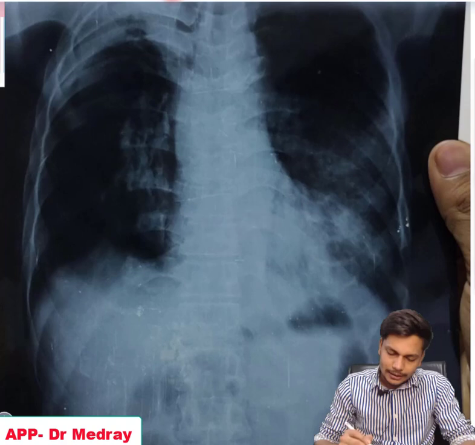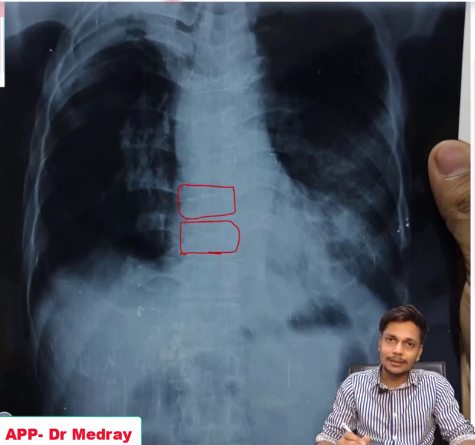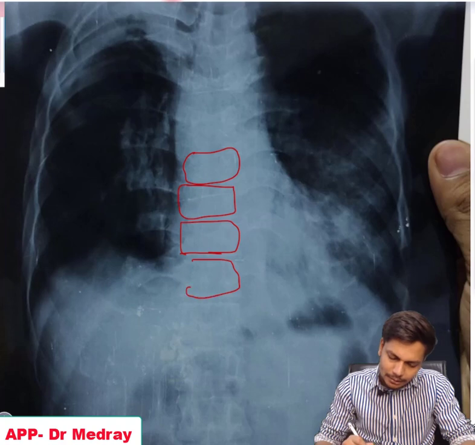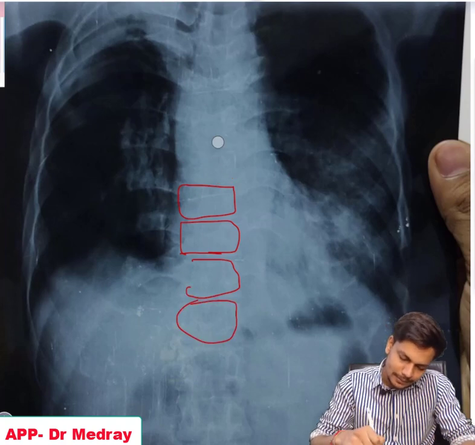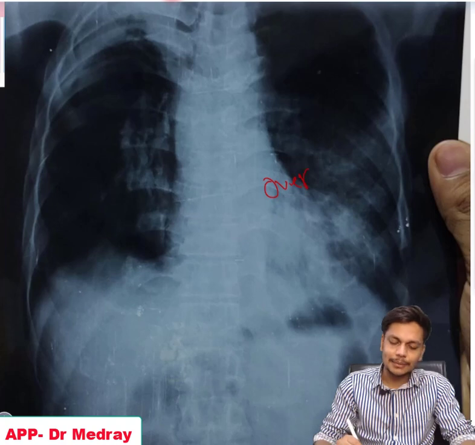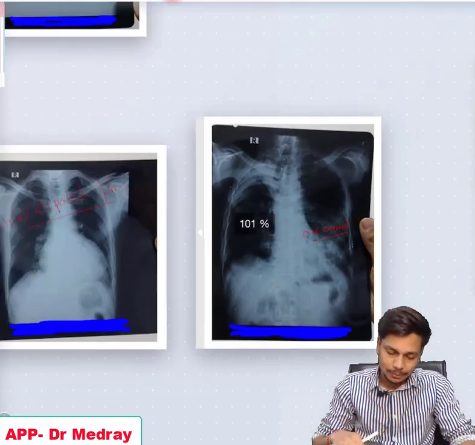And look at this image. In this image, through the shadow of the heart, the vertebra is very clearly visible. It is not barely visible, but very clearly visible. The vertebrae are very clearly visible. Then this is an overexposed film. If it is very clearly visible, it is an overexposed film. If it is not visible at all, it is an underexposed film.